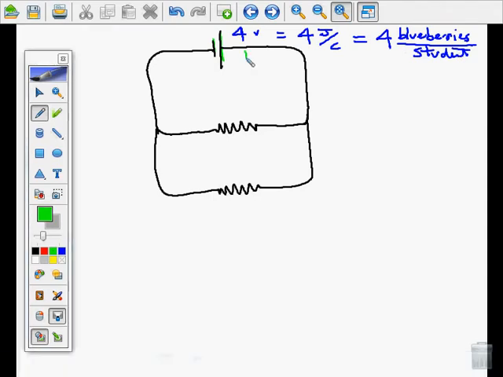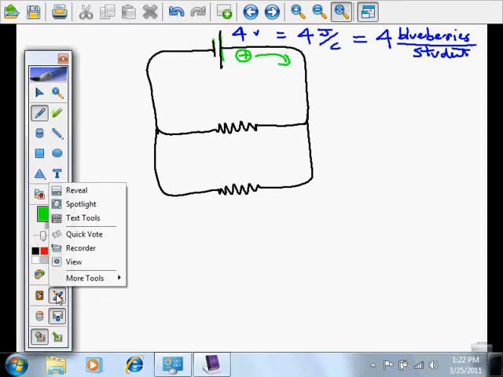So if I'm a coulomb of charge, as I come around over here, I have 4 joules of electrical potential energy. So I'm going to reenact that activity we did yesterday, or the day before. When was it? Not a play, I mean a little activity.